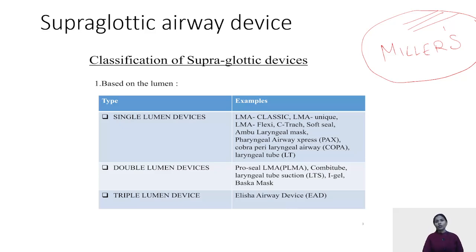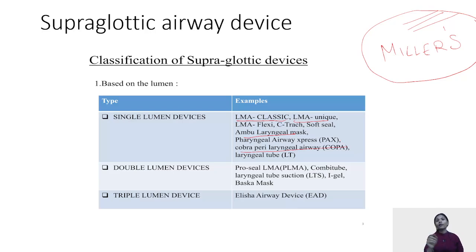First and second generation. The first generation does not have a drain tube. There is no drain. It is a single lumen device. Only an airway tube is present, like in your classic LMA, unique, your AMBU LMAs, and Cobra perilaryngeal airways, your COPA.